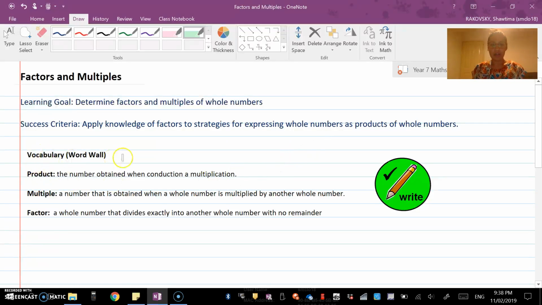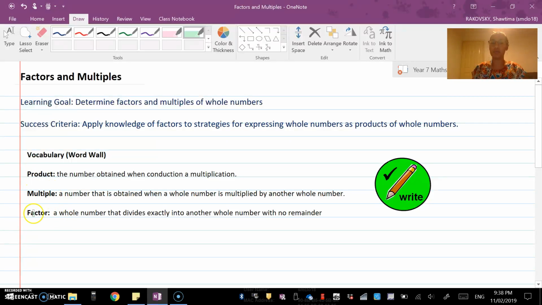Alright, so just to get us started, making sure that you've got your learning goal written down and also your vocab. So just making sure that we are familiar with the language that will be used in this video. So product, that is another word for saying what two numbers multiplied together, what will they give me? So the product of 4 and 5 is 20. So, or 20 is the product of 4 times 5. So you can use that language there. So that's why we put that word in there.